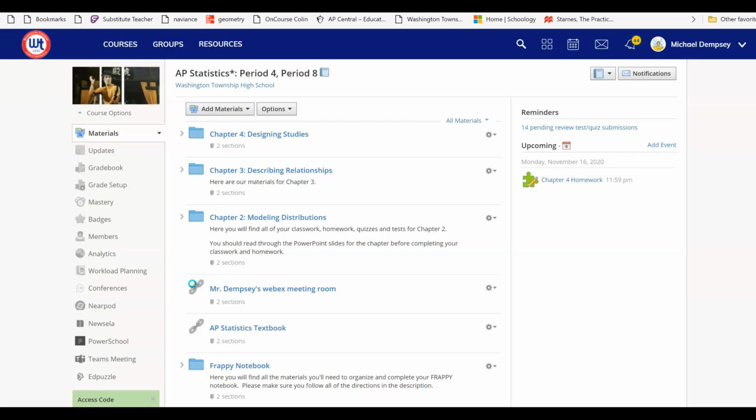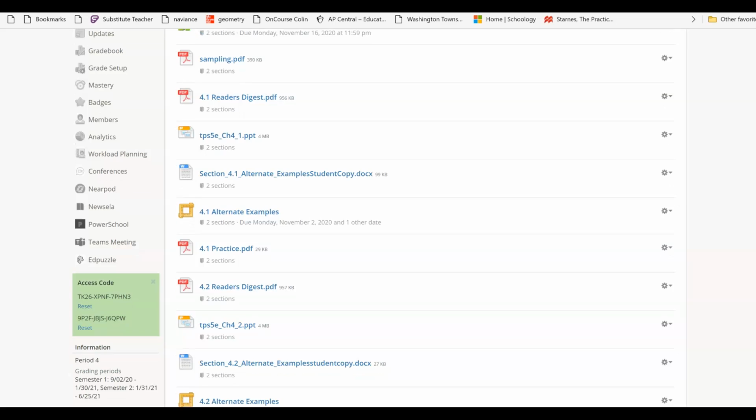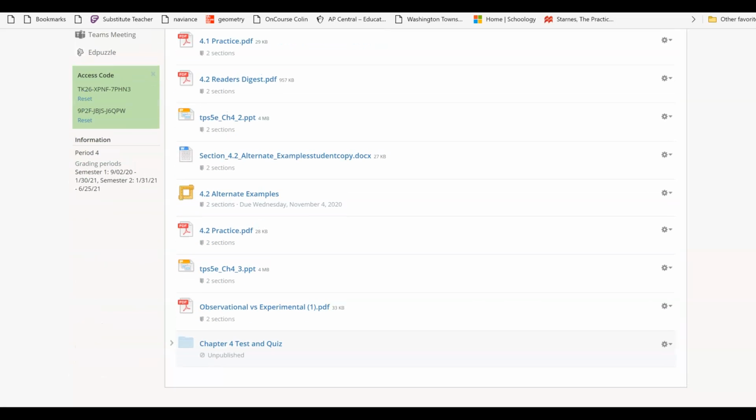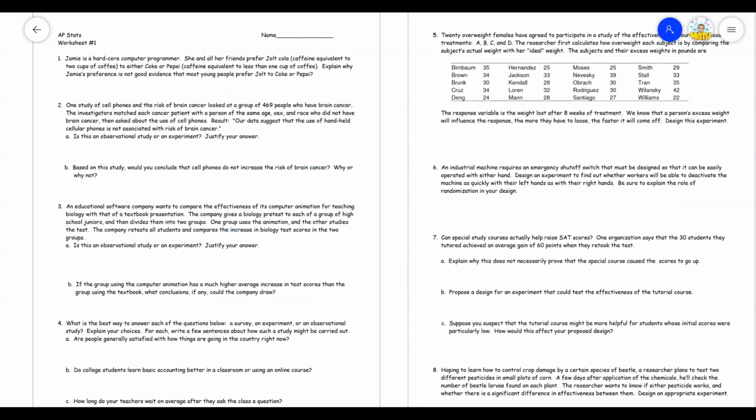If you want to have a copy of this worksheet to work on as we go through it together, go into our Schoology page under materials, in chapter 4. A good ways down, we've done the 4.1 and 4.2 alternate examples, but you'll see this worksheet that says observational versus experimental. That's the worksheet we're looking at today.